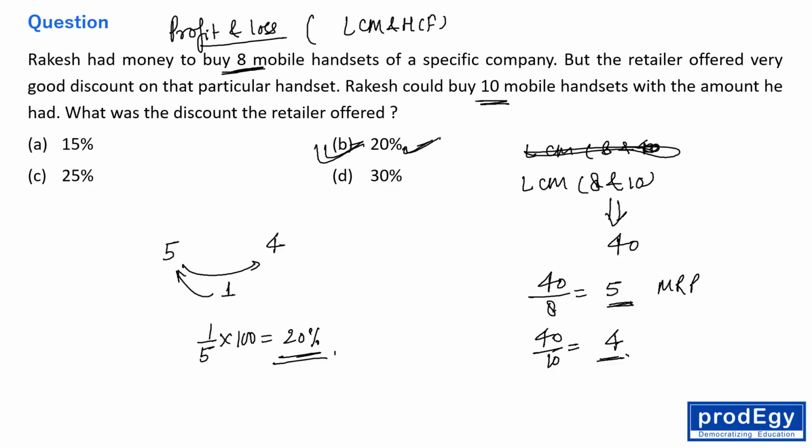You can call it based on profit and loss, or you can call it based on LCM and SCF, right? I don't know which is the correct topic that it can be categorized under, but it is a very simple question based on common sense and you can solve this question very easily, right everyone? Okay, fine. Now let's talk about the next one.